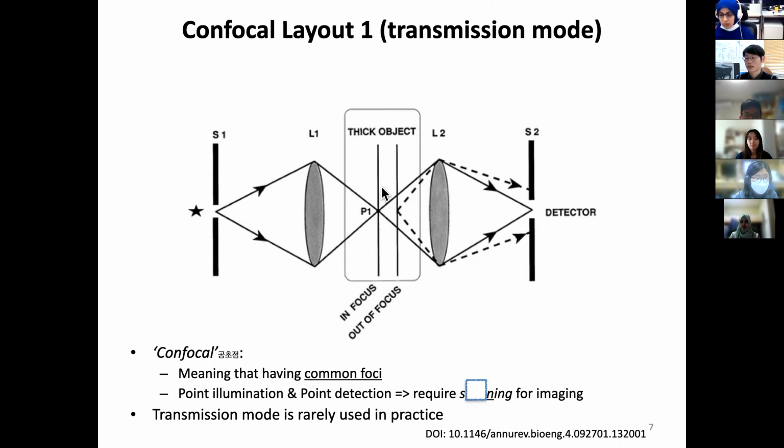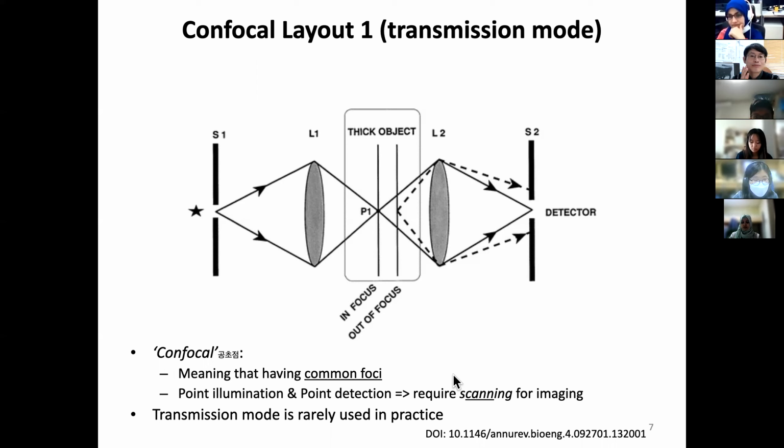Luxman, can you guess? Mm. Sorry, Professor, I don't know. That's fine. That's fine. So what that means is you somehow scan that point, either moving the sample or the point. Okay.